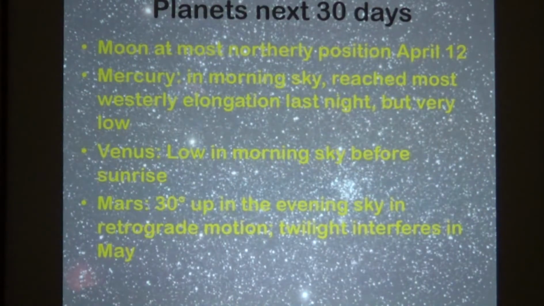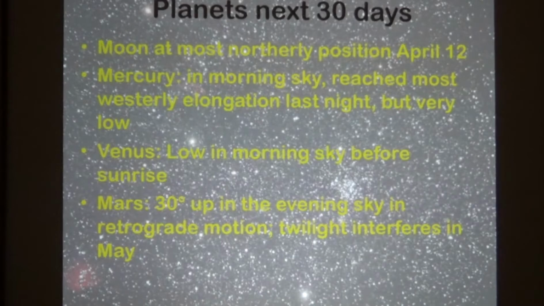Planets. The moon is at its most northerly position tonight, so it's obstructing the sky about as much as it possibly can. It'll give you a problem tomorrow. Mercury is in the morning sky. It's well west of the sun, but because the ecliptic is so low, it doesn't actually come very high above the horizon. Venus is also down there, close to Mercury, and Mars, we've already seen where that is right now.